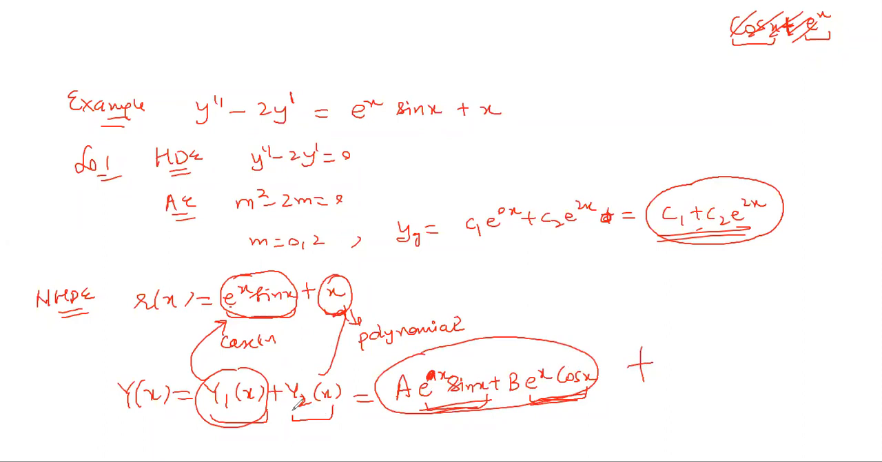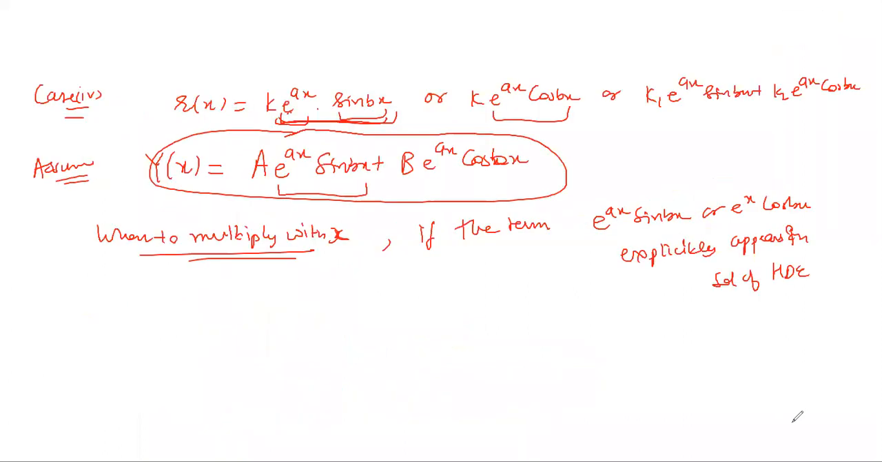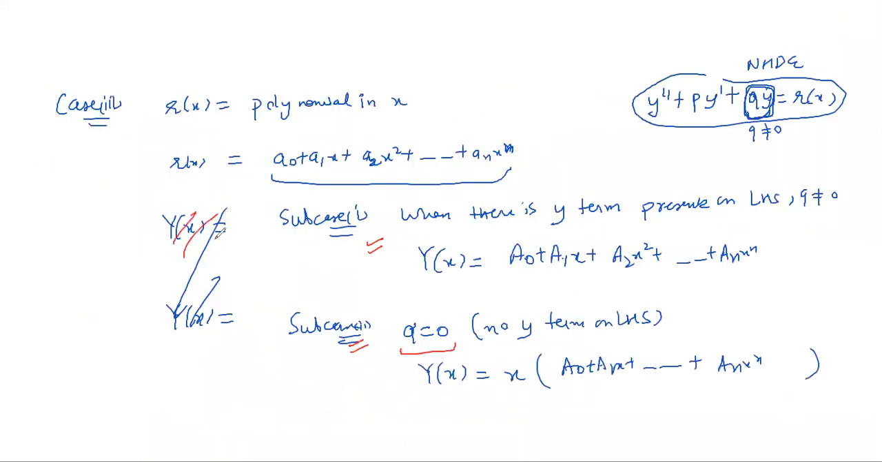Now plus y2. This y2 will be according to this, and this is a polynomial of degree 1. Now when you have to take a polynomial, let me go back to the slide where I told you about the polynomial. For polynomial I told you two cases: when there is a y term present, we directly assume the same polynomial of the same degree, and when there is no y term on the left hand side, then you have to multiply with x. So let's see in this example whether there is a y term present or absent.